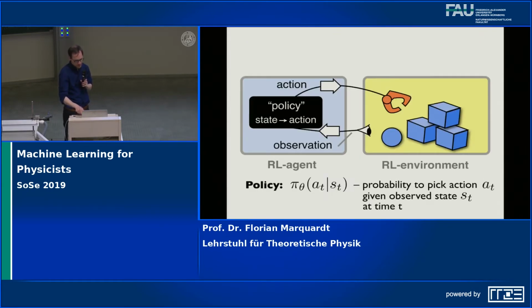Okay. And so now the situation is displayed here. The policy in this version of reinforcement learning is really a probability distribution. So it takes the state at time t, I call it s_t. It takes the state and says, what are the probabilities for different actions? So what's the probability for some action a_t given the state s_t?